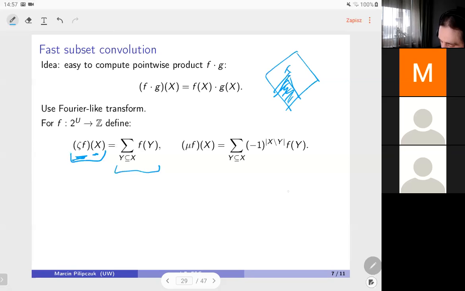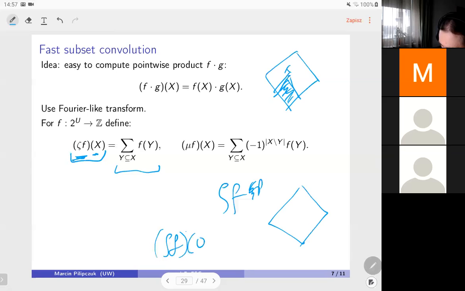Why? Okay, so say there's this diamond, and somebody gave you the values of zeta f. Then zeta f of the empty set is the same as f of the empty set, because the sum is the same. Okay, so here you know the value. Let's change the color. Then you know the value here.